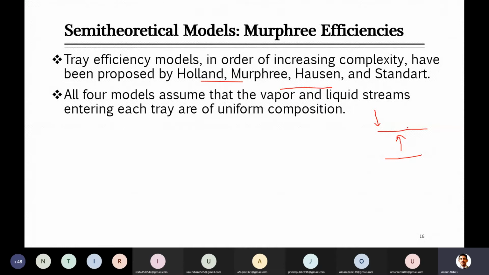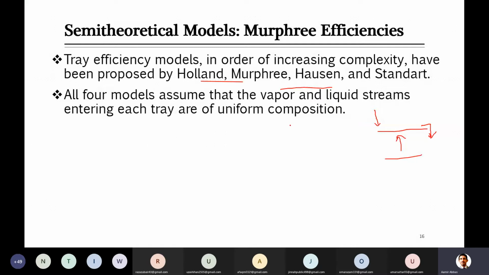And then it comes onto the surface of the tray in contact with the vapor. Definitely the composition will change due to transfer of some component to the vapor and some from vapor to the liquid. And then it is considered that when the liquid leaves from here to the next tray, it is again well mixed while moving down through the downcomer.